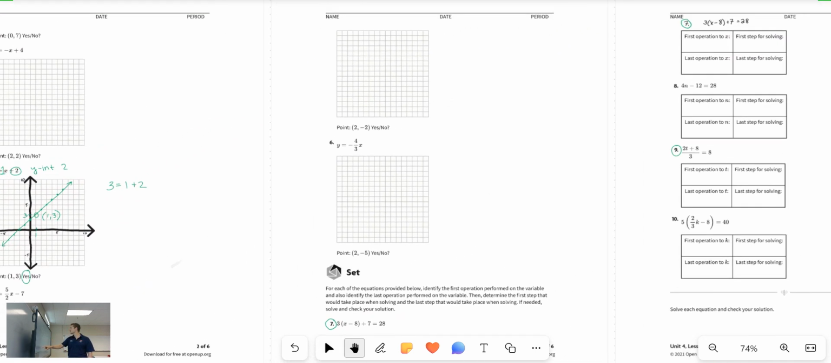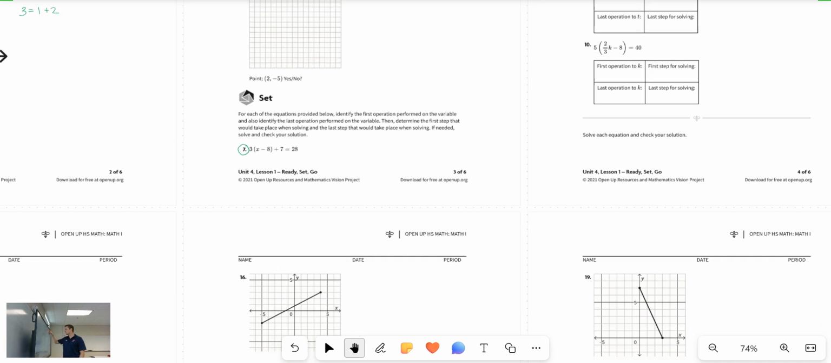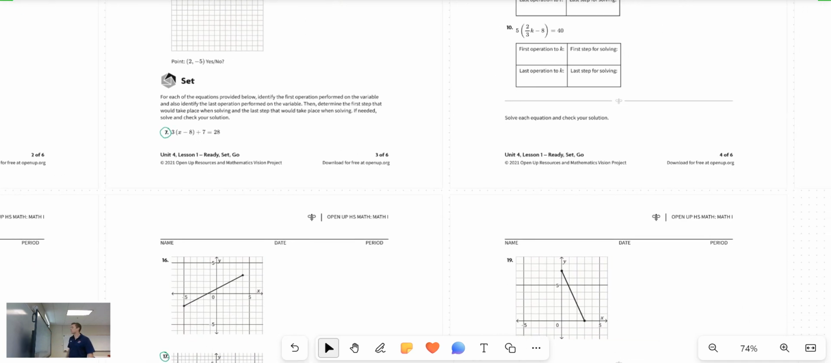Let's move on to the next question. We are not doing 5 or 6, but we are doing 7. Here we go. For each of the equations provided below, identify the first operation performed on the variable and also identify the last operation performed on the variable. Then determine the first step that would take place when solving and the last step that would take place when solving. If needed, we will solve and check our solution. We will do that on the first one.